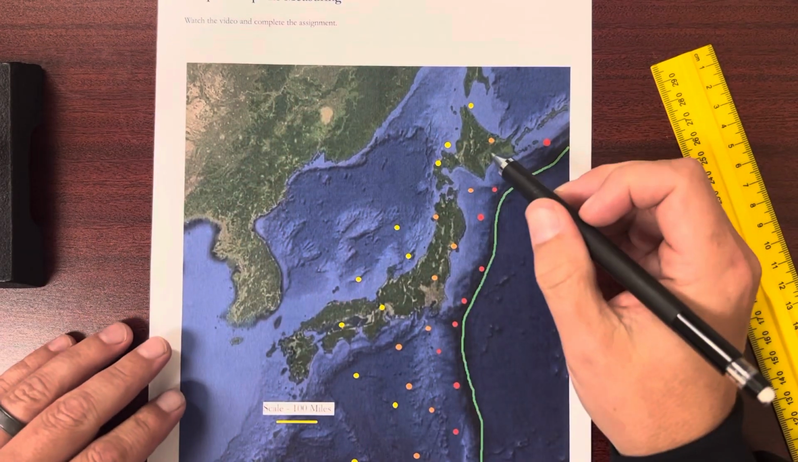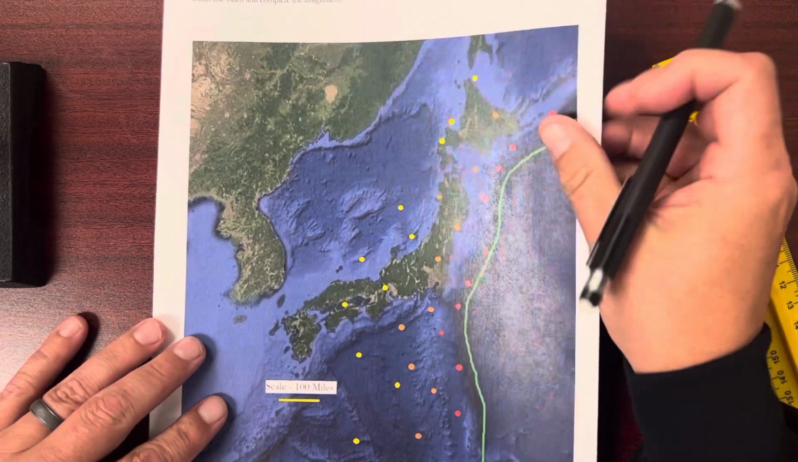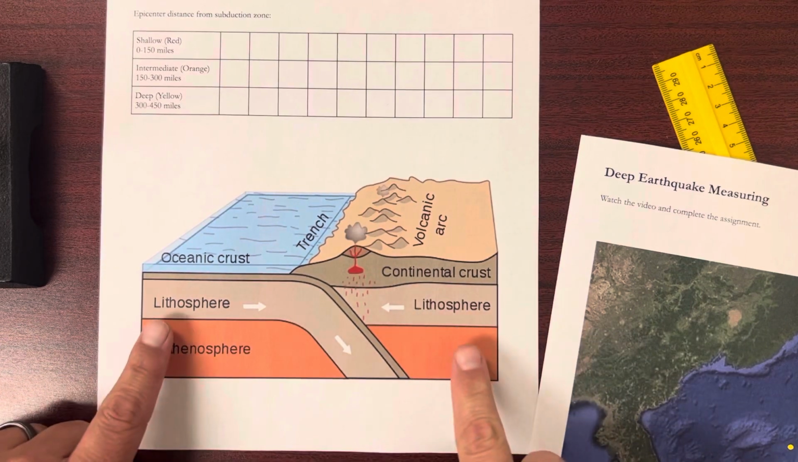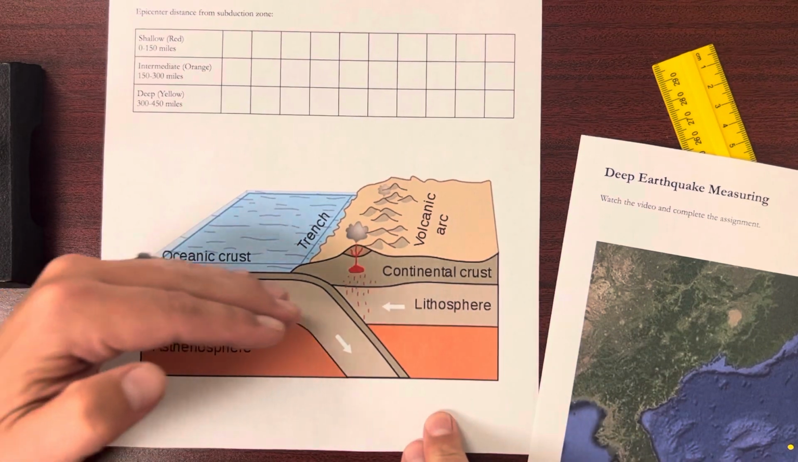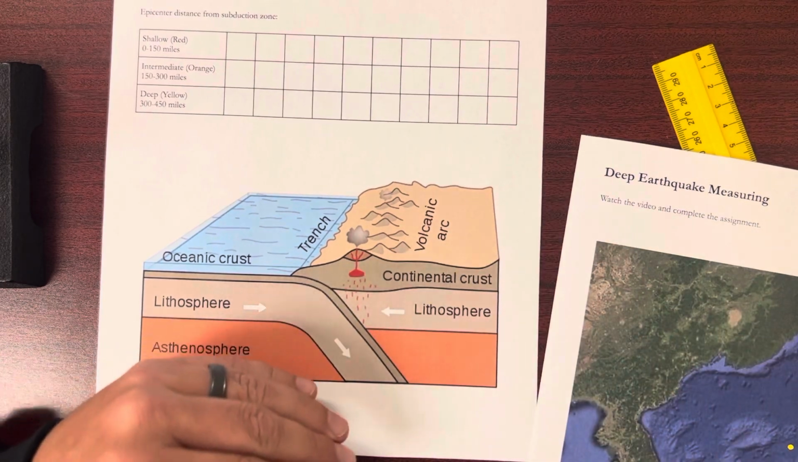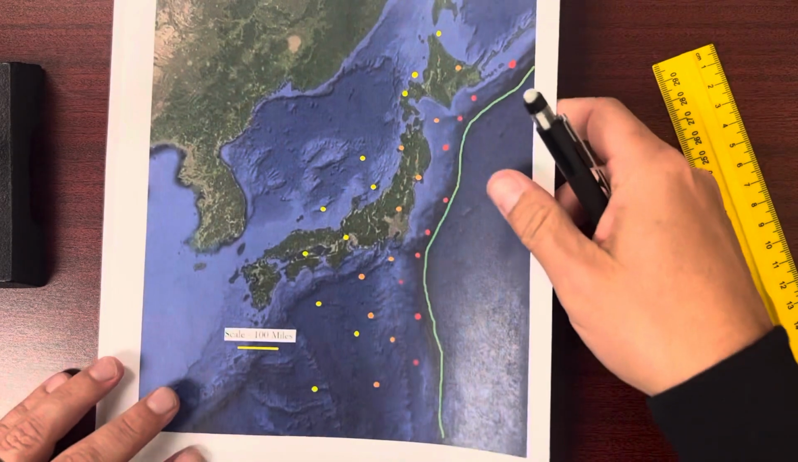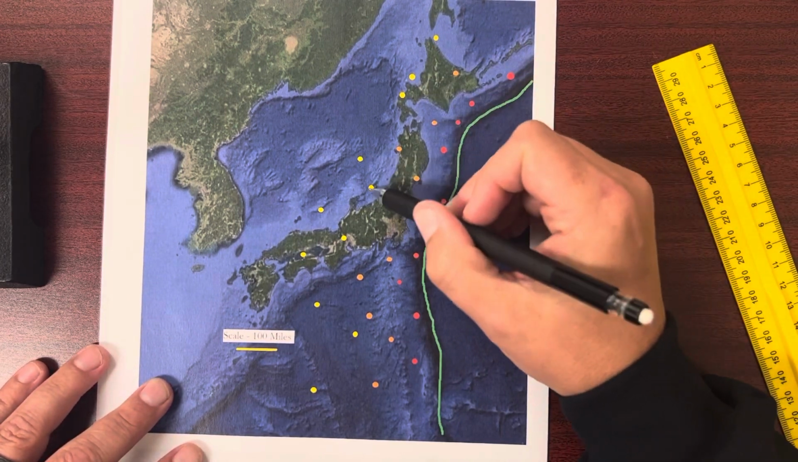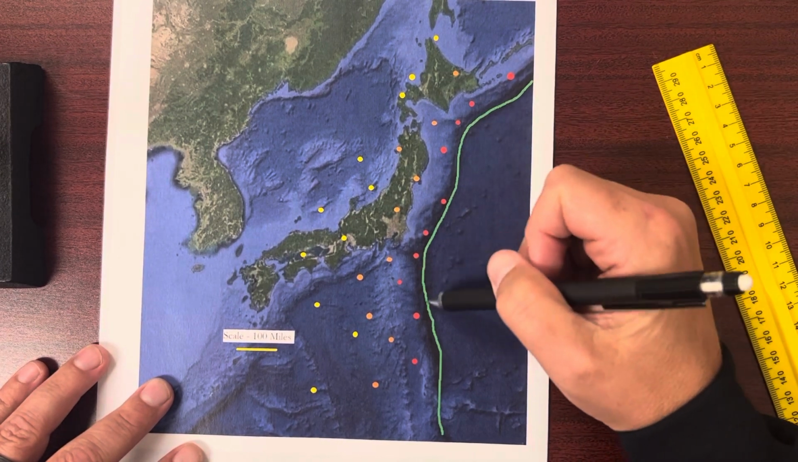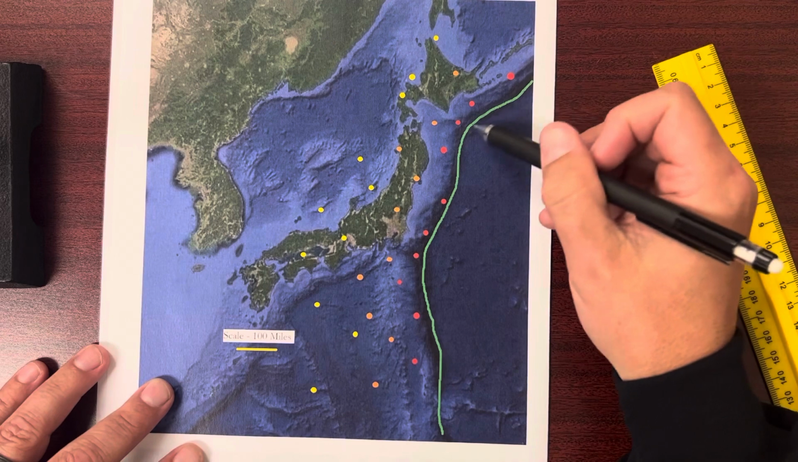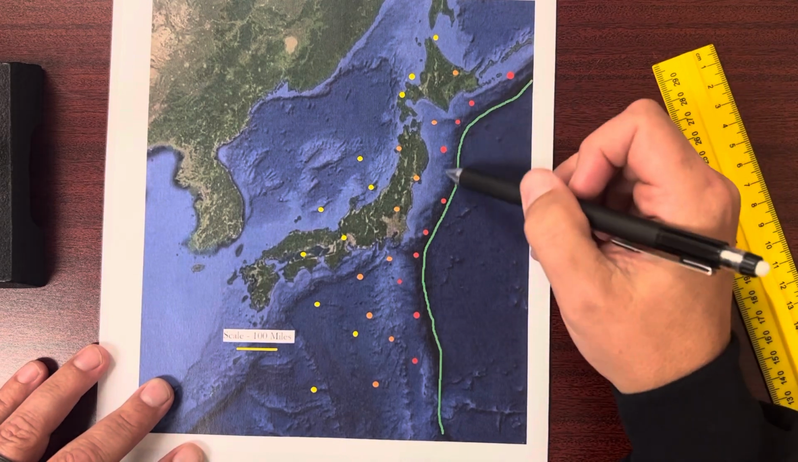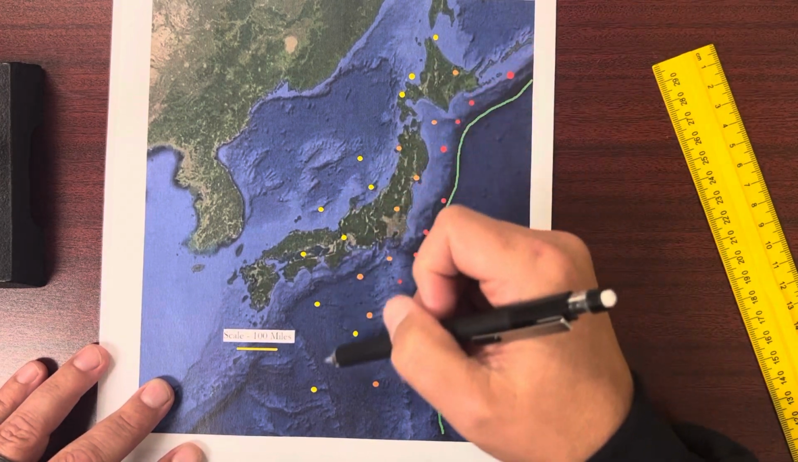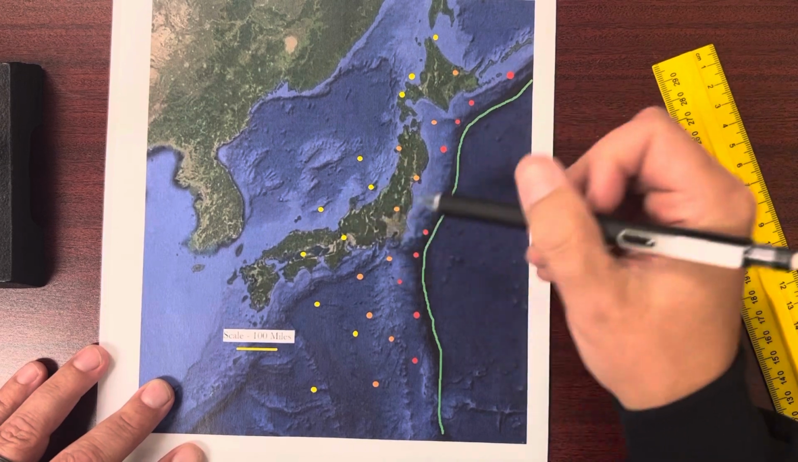Then you see I've got a bunch of dots and a scale. A side view of what we're seeing is this. Now this is reversed, right? But you see one plate going under another plate. What we're going to measure is how far away these dots, which all represent earthquakes, are from the trench. We're going to see why some earthquakes are close to the trench, some a medium distance, and some a far distance away. There's a reason for this.